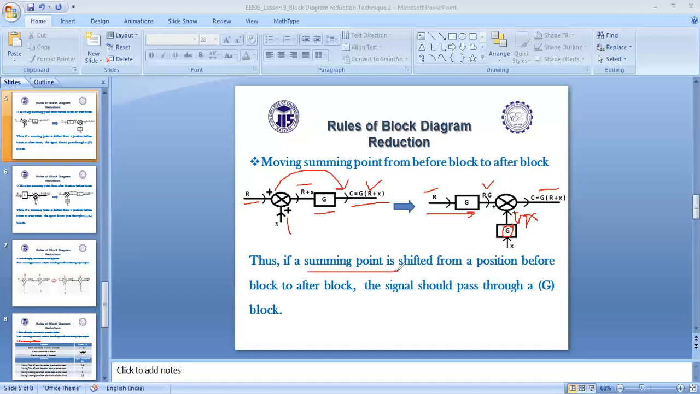So if the summing point is shifted from a position before the block to after the block, the signal should pass through a G block. So in order to shift the summing point from before the block to after the block, one should introduce a G block in between.